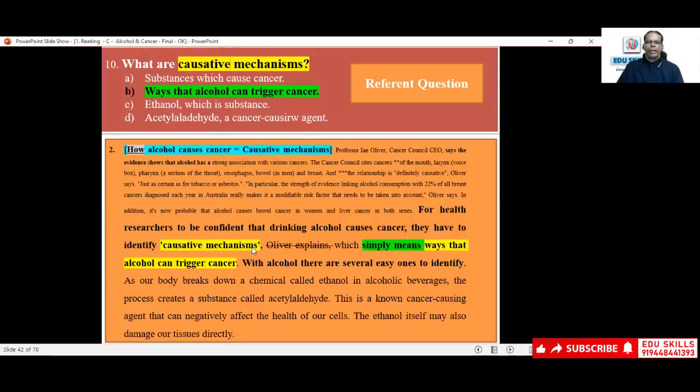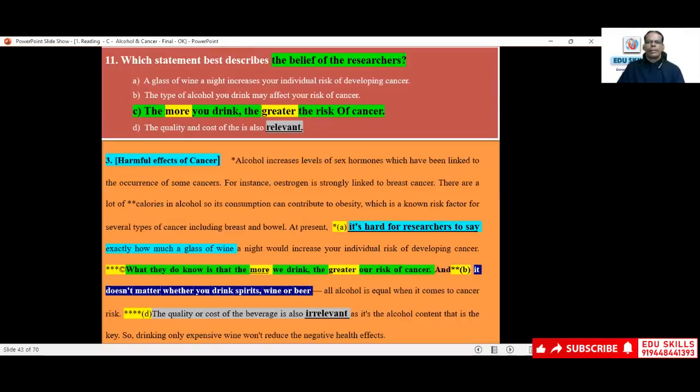Then, you know, causative mechanisms, Oliver explains, which simply means ways that alcohol can trigger cancer. So what are causative mechanisms? What is the meaning of causative mechanism? The answer is directly there, which simply means ways that alcohol can trigger cancer. See, easily you can find the answer just jumping into a referent question. The lexical questions, immediately it will be typed bold in question as well as in answer. So immediately you can jump into it, which we will be looking into on Thursday.